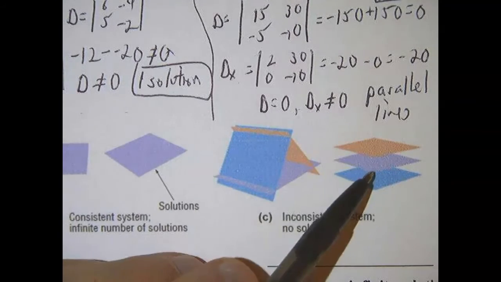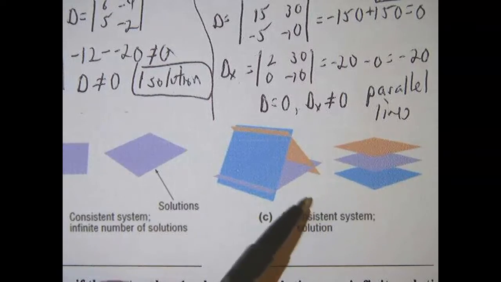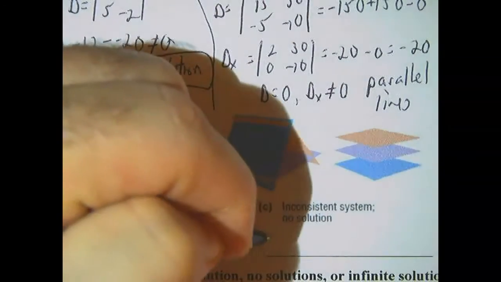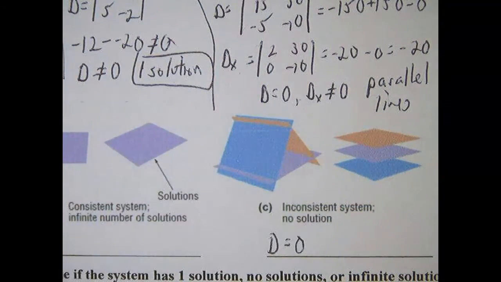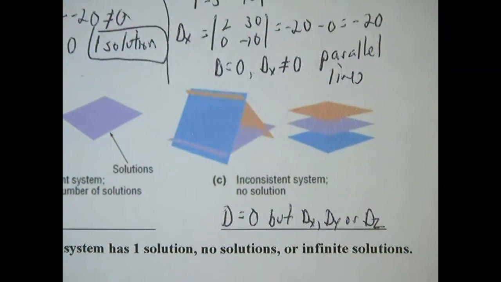So either one of these would be like a case of parallel lines, but in 3 dimensions, even though it could be parallel or a situation like this. So this would be where D is equal to 0, but one of the other three, dx, dy, or dz, is not 0.